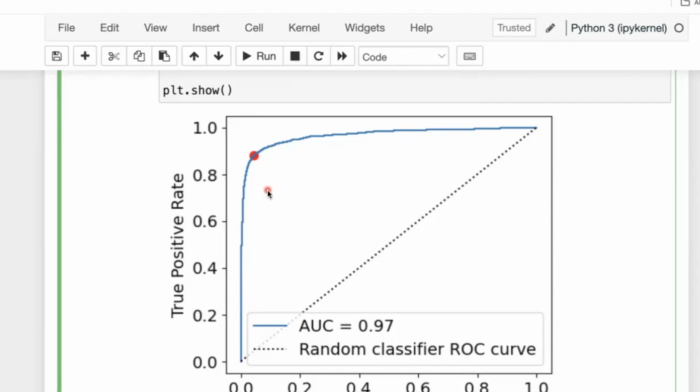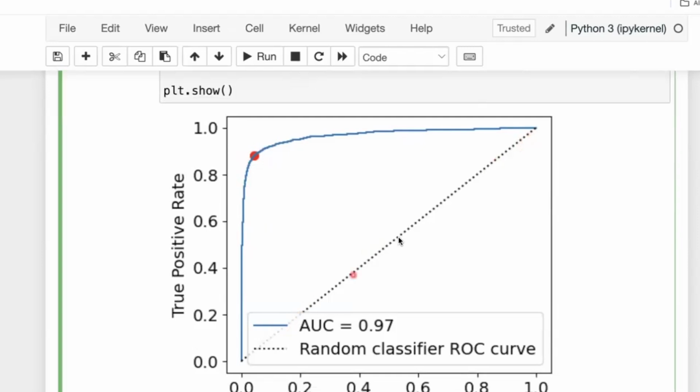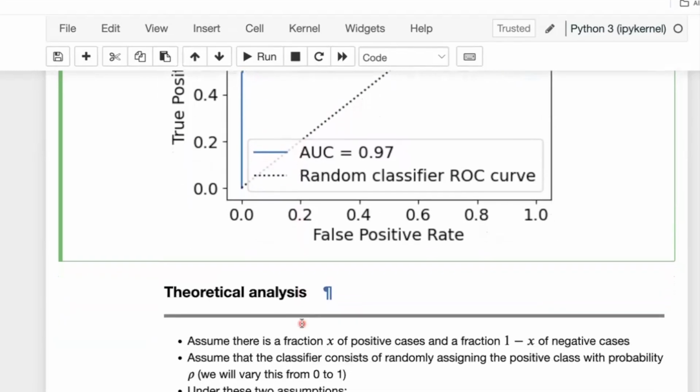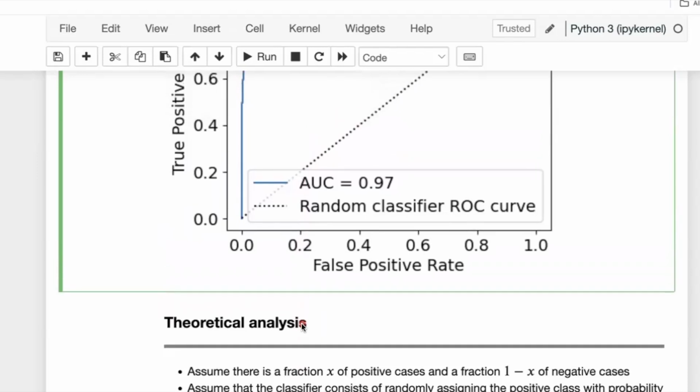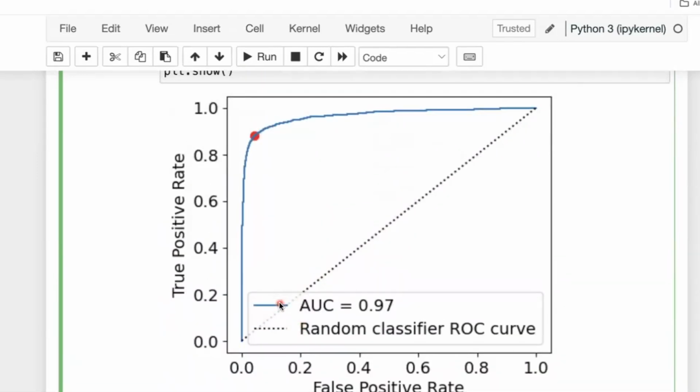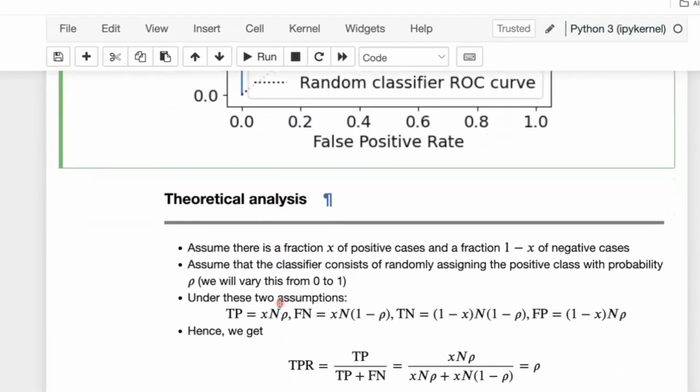Something that is kind of mysterious in many online resources, or even in some textbooks, is that they claim that this diagonal line, this 45-degree line, right, that goes through (0, 0) and (1, 1), is the ROC curve for a random classifier. And so obviously you want to be above this line, because that should be your baseline or worst-case performance, which is not super clear how this works. So that's why I added this theoretical analysis here to explain how this 45-degree line corresponds to a random classifier.